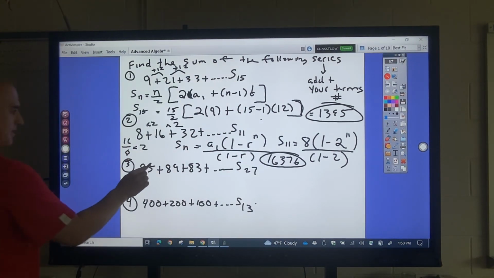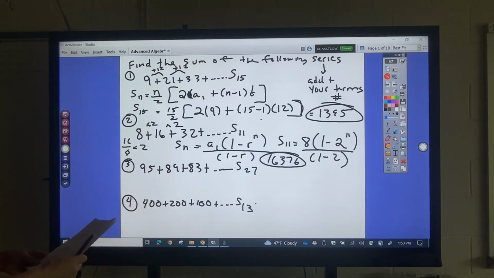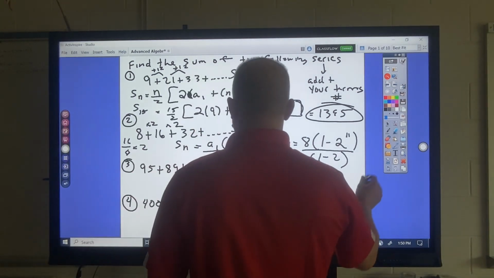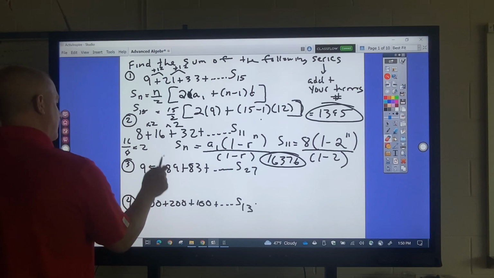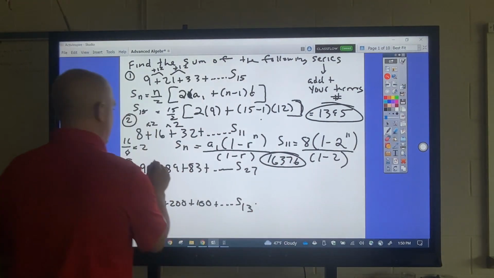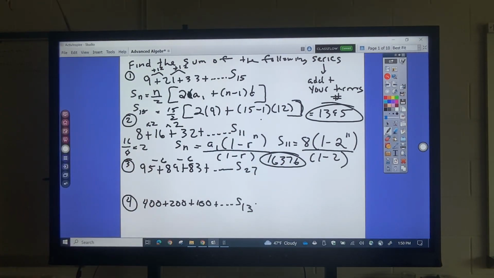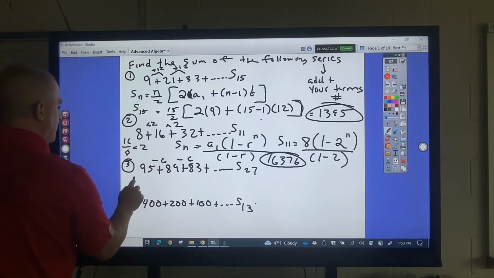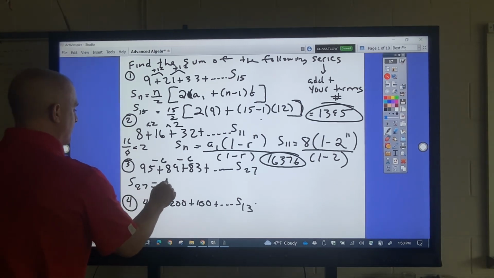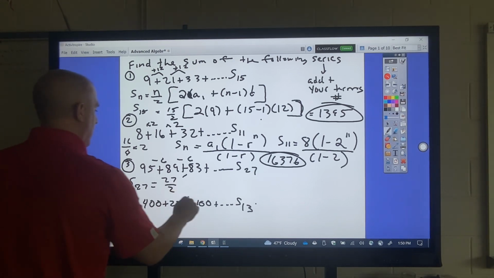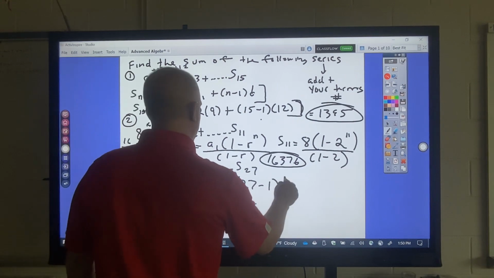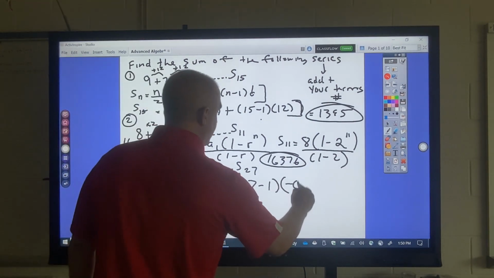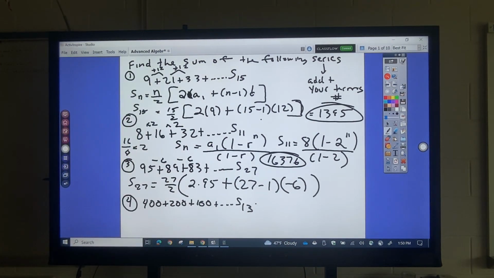Now, this one is subtraction of, wait a second, that's not right. That should be 6. Hold on, yeah, that's right. This is minus 6, minus 6, minus 6. So I would use the arithmetic one. I'm doing S27, so 27 over 2, 2 times 95 plus 27 minus 1. Now my difference is negative 6, not positive 6, so I have to make sure I do that.